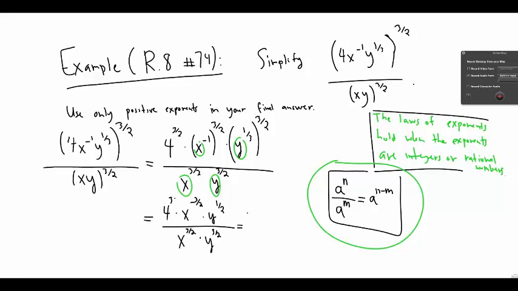This is 4 to the 3/2. Separate these into 3 factors. This factor will be a fraction: x to the minus 3/2 over x to the positive 3/2, and y to the 1/2 over y to the 3/2.